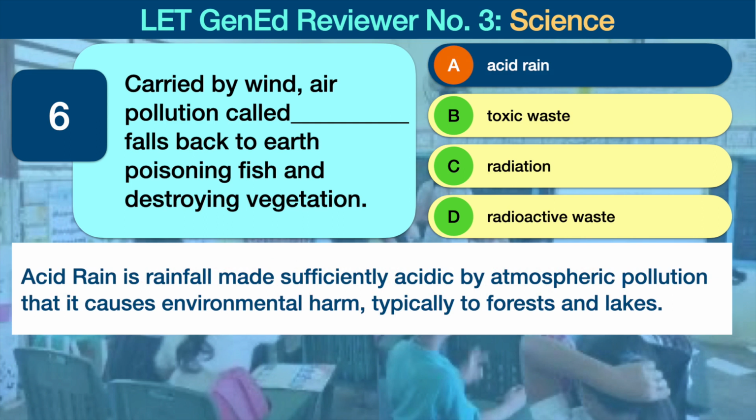The correct answer is A. Acid rain. Acid rain is rainfall made sufficiently acidic by atmospheric pollution that it causes environmental harm, typically to forests and lakes. The main cause is the industrial burning of coal and other fossil fuels, the waste gases from which contain sulfur and nitrogen oxides, which combine with atmospheric water to form acids.